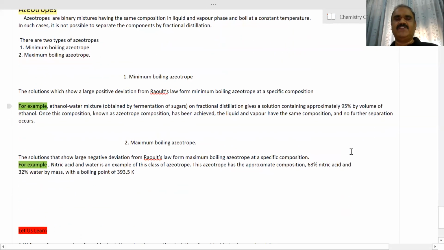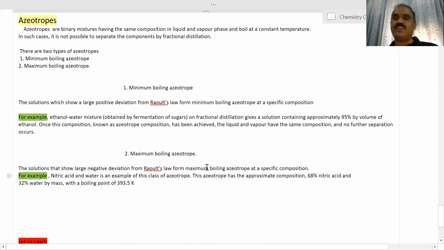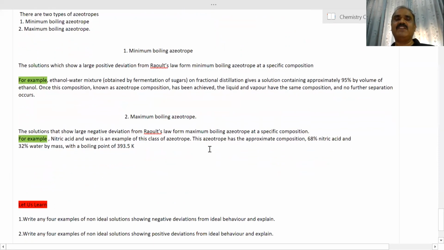Just contrary of this is maximum boiling azeotropes. Just reverse. The solutions that show large negative deviations from Raoult's law, means vapor pressure of solution is lesser than expected. That means we will have to heat it more to bring it to its boiling point. Boiling point will increase. So these are called maximum boiling azeotropes. An example is there. Nitric acid and water is an example of this type.